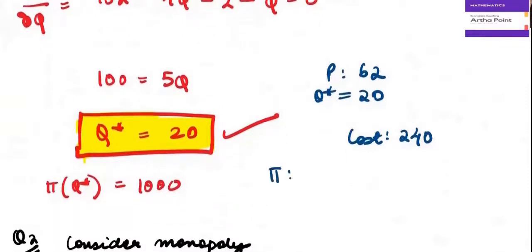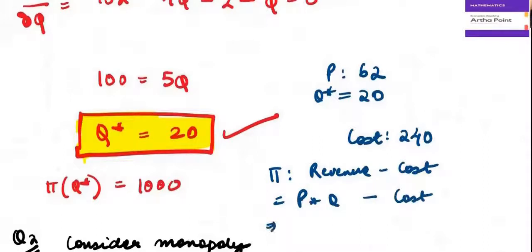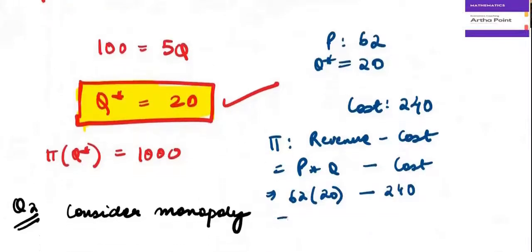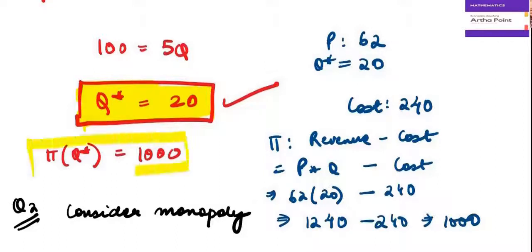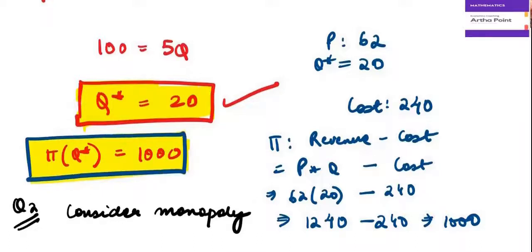So what is my profit? Profit is revenue minus cost, which is price into quantity minus cost. So 62 into 20 minus 240. So this will be 1240 minus 240, which will be 1000. So the maximum profit that I can make, maximum profit, why maximum? Because I'm talking about the optimal quantity. So the maximum profit that I can make will be 1000.